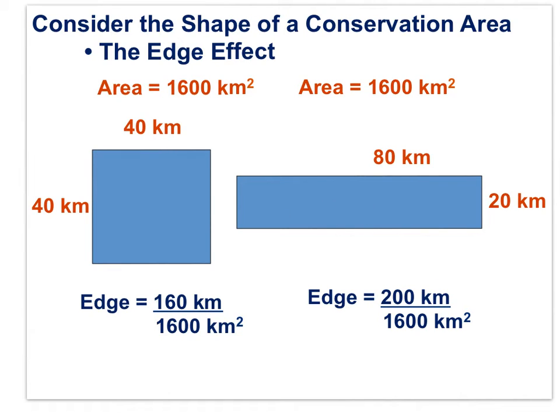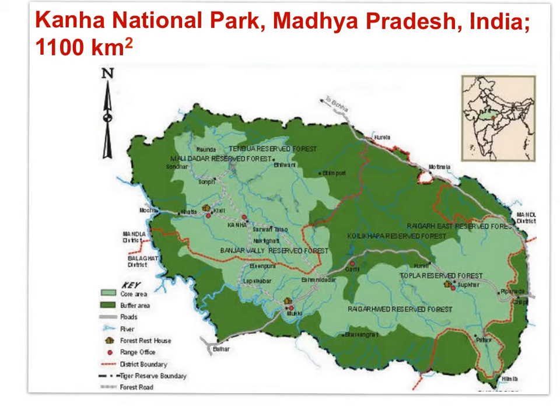As a note, conservationists will take any park of any size or shape. But if you have a choice in design, large, round, or square parks best serve species and ecosystems. Kanha National Park in Madhya Pradesh, India is 1,100 square kilometers. It protects tigers among other species. Notice the round or oval shape. This reduces the edge to area ratio.